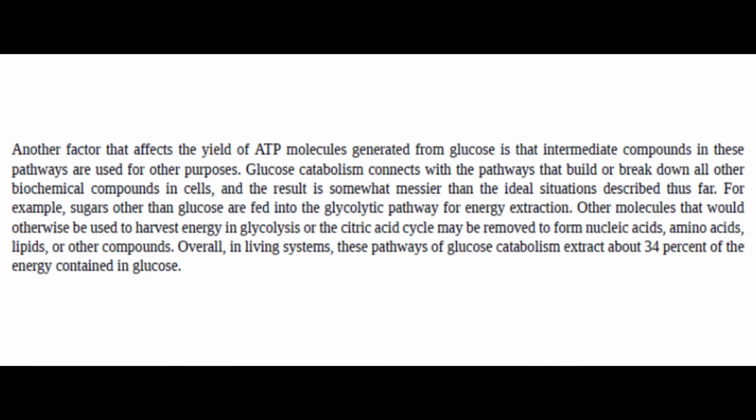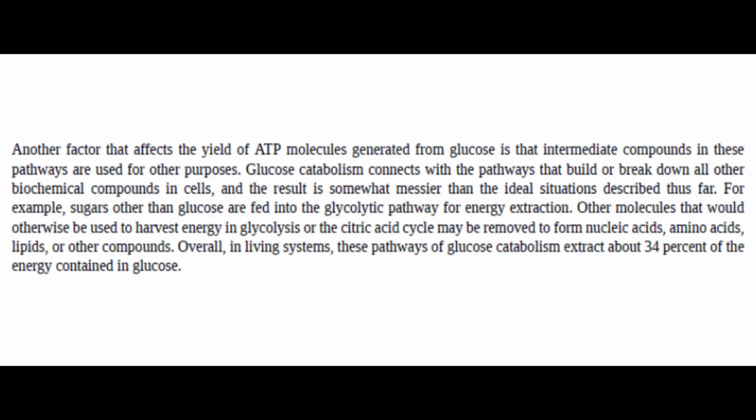Another factor that affects the yield of ATP molecules generated from glucose is that intermediate compounds in these pathways are used for other purposes. Glucose catabolism connects with the pathways that build or break down all other biochemical compounds in cells, and the result is somewhat messier than the ideal situations described thus far.